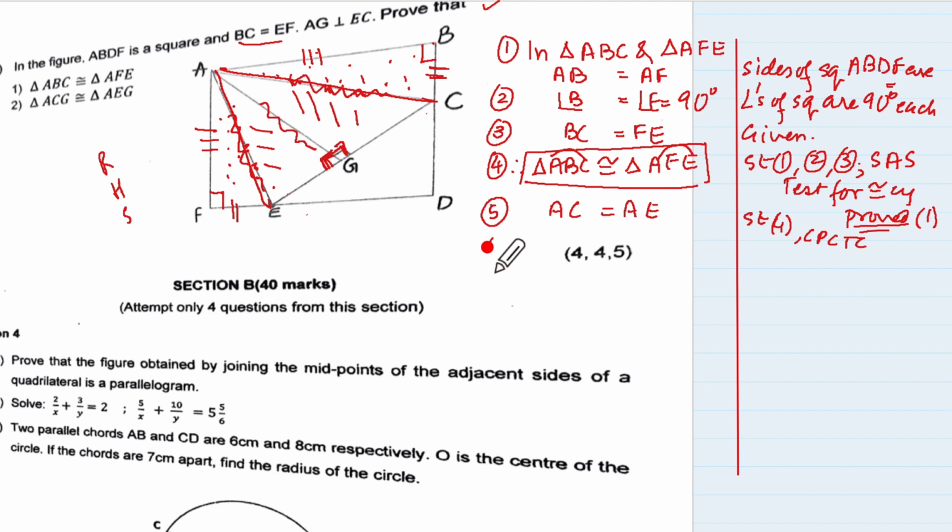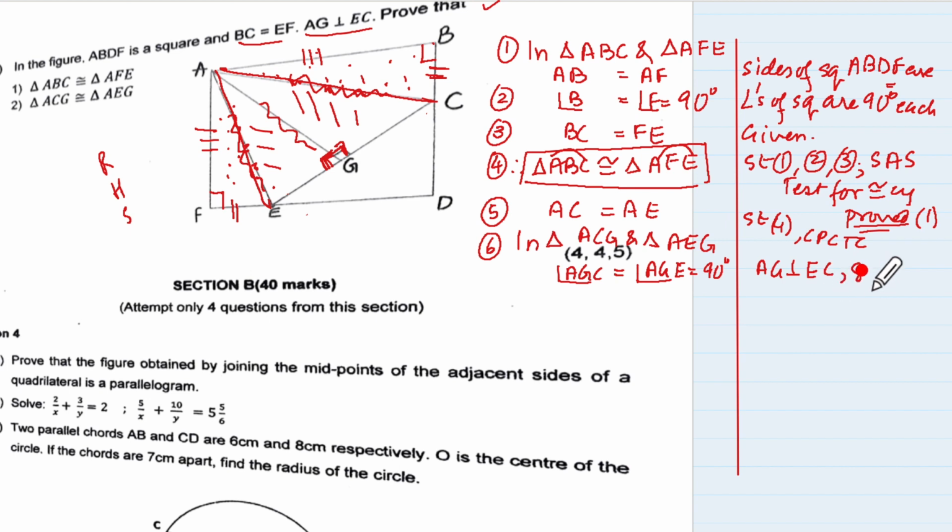Okay. And now 6th statement we will say in triangle, which one? ACG, and triangle which one? AEG. So I'll write angle AGC. Angle AGC is equal to this side, it will be AGE, and that is equal to 90 degrees. AG perpendicular to EC. Can you see that here? Yeah. And we'll say given.